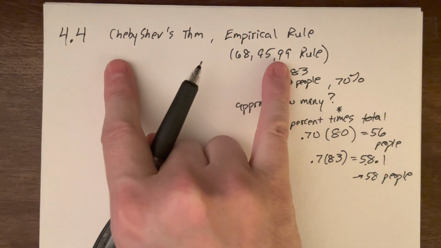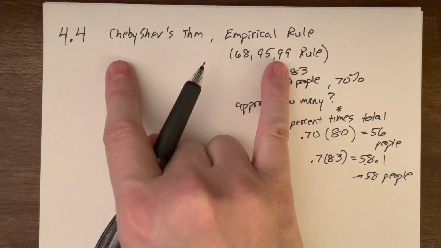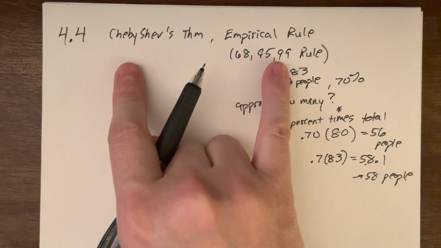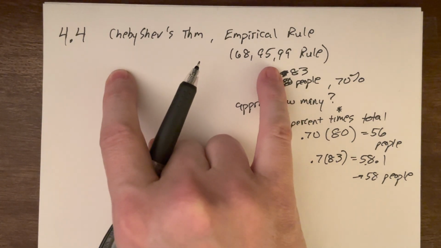We start off with two rules that start talking about the percentages of data. When we know the mean and the standard deviation, we can start approximating the percentage of people or objects, the percentage of our data that fall between those two values. That's the big first part of this video.